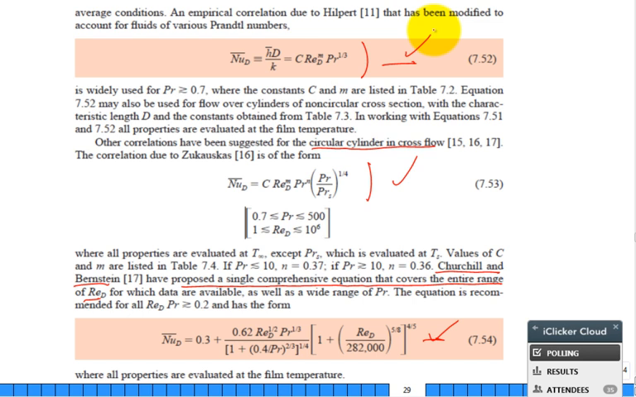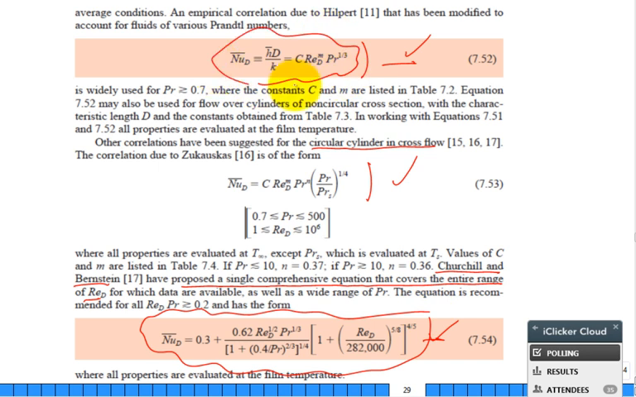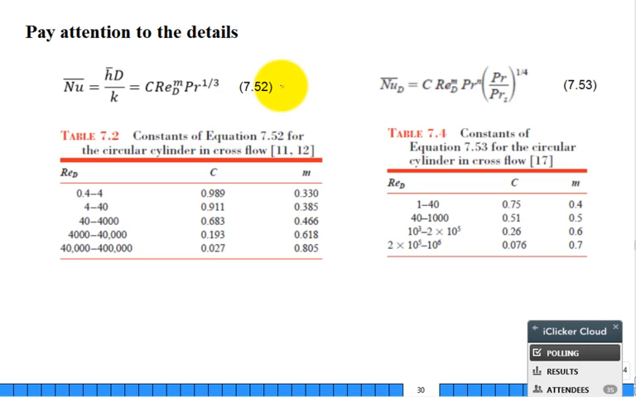Which one's better? Look at this one you can use on a time-limited exam, but wouldn't you prefer to use this one with a time-limited exam? But if you're coding it up in a computer program and you don't want to do an if-then-else finding the Reynolds number, and this works for a whole range of Reynolds number, well, then use that one. So this correlation, 7.52, those coefficients. This correlation, 7.53, those coefficients. So you've got to be paying attention to what equation and what table.